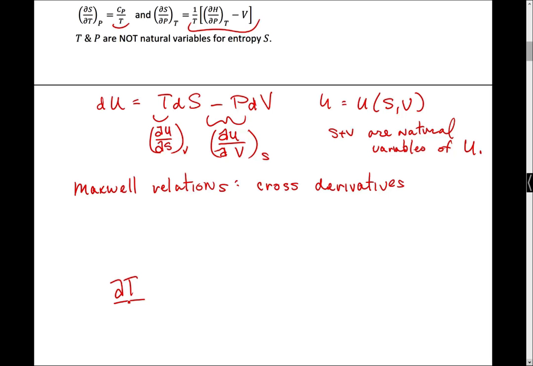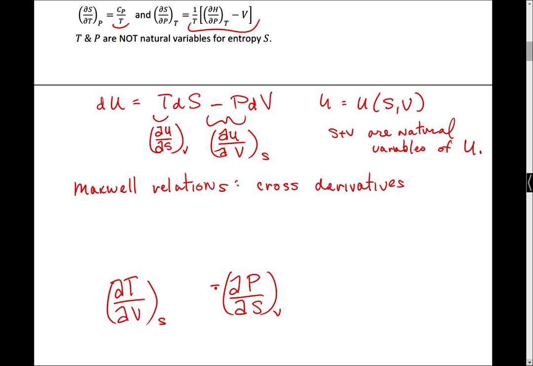Help me out. What am I going to take the derivative of that with respect to? dV. And then I hold S constant. And then if I want the cross derivative for my second term, that's going to be the derivative of minus P with respect to S, now holding the volume constant. Negative, right? So here I've taken the cross derivatives.